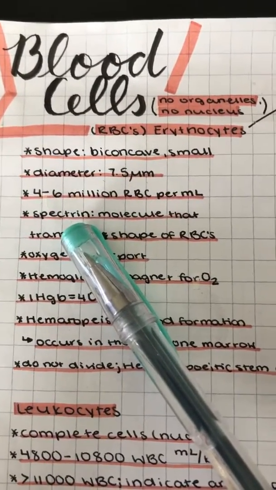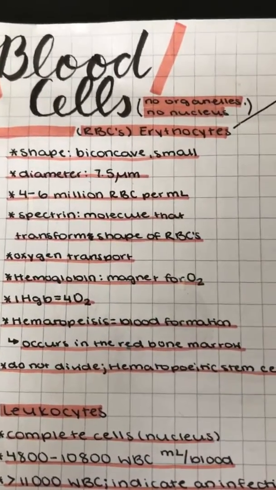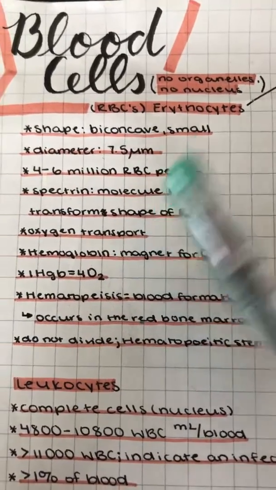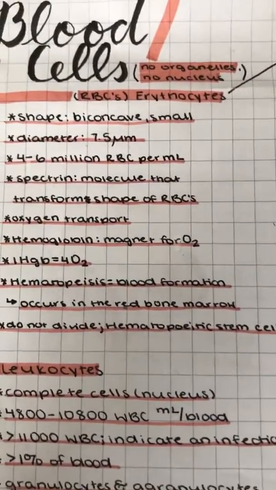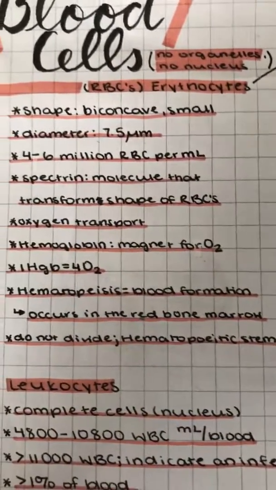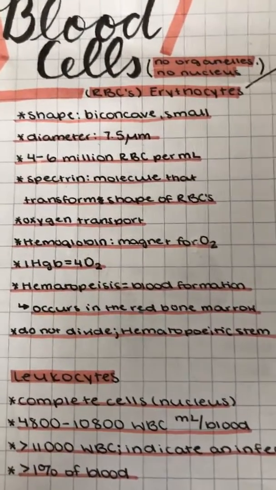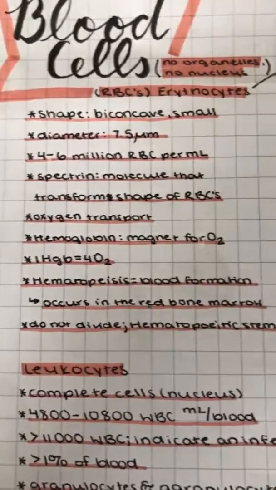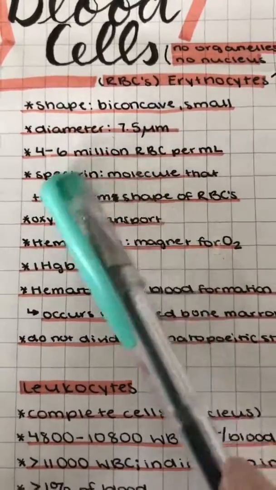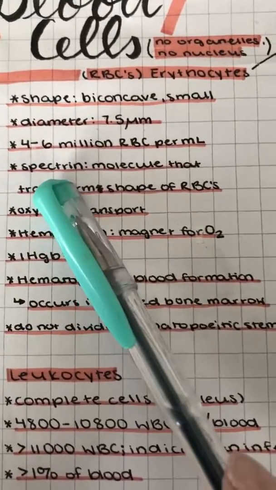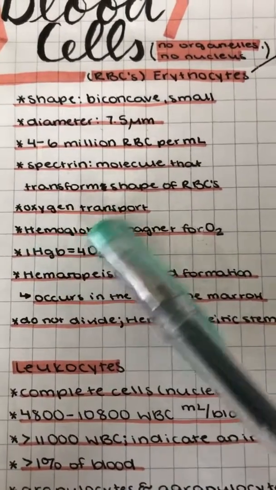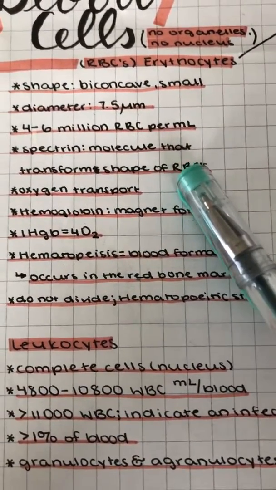Then you have something called spectrin. Spectrin is a protein that can change the shape of the red blood cell. The reason you would want to change the shape is because, remember, we have those smaller blood vessels, which are capillaries. In order for a red blood cell to fit into a smaller area, it has to be transformed. So the shape will be transformed due to this molecule right here, spectrin. The reason we need red blood cells is that they transport our oxygen, our O2.